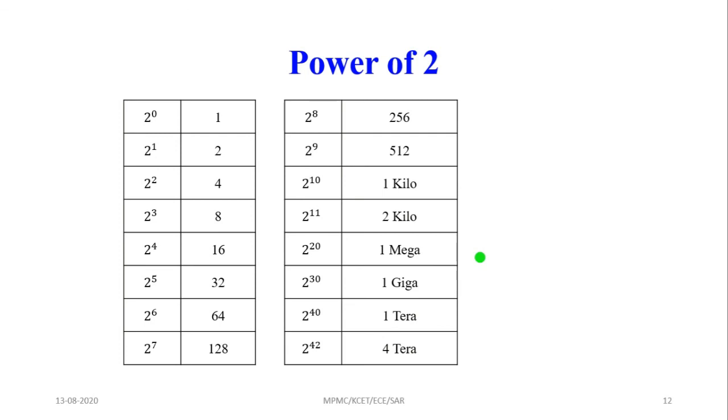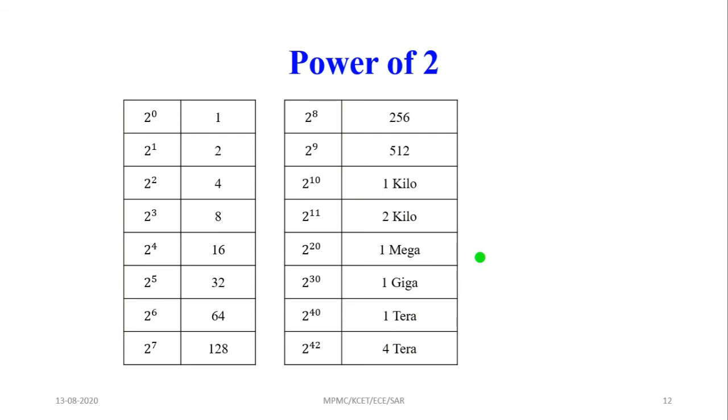Next, the power of 2. The power of 2 is used to represent the capacity of the memory element. 2 power 0 is equal to 1, 2 power 1 is 2, 2 power 2 is 4, 2 power 3 is 8, 2 power 4 is 16, 2 power 5 is 32, 2 power 6 is 64, 2 power 7 is 128, 2 power 8 is 256, and 2 power 9 is 512. 2 power 10 is 1024, which is 1 kilo. 2 power 10 is 1 kilobyte, and 2 power 11 is 2 kilobytes. 2 power 20 is 1 megabyte. 2 power 30 is 1 gigabyte, 2 power 40 is 1 terabyte, and 2 power 42 is 4 terabytes.